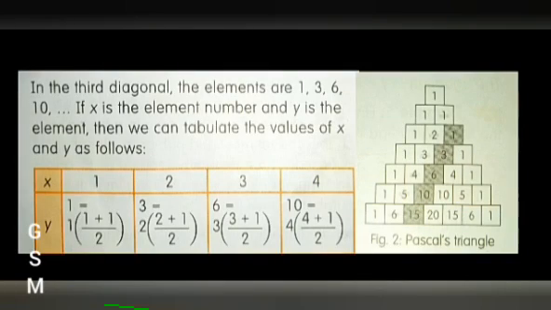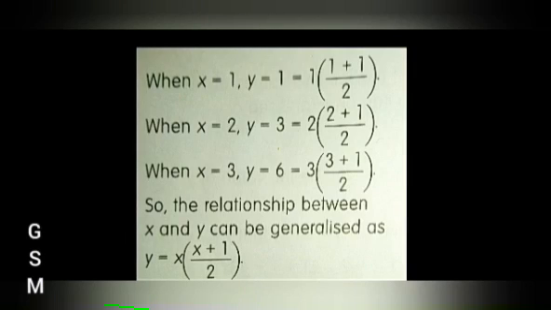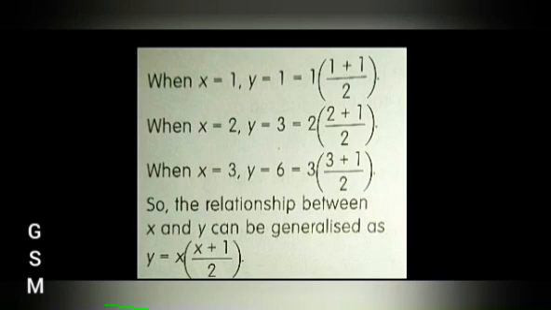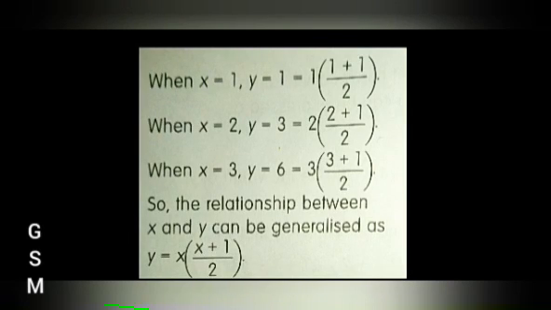In the third diagonal, the elements are 1, 3, 6, 10 and so on. If x is the element number and y is the element, then we can tabulate the values of x and y as follows. When x equal to 1, y equal to 1 equal to 1 into 1 plus 1 divided by 2. When x equal to 2, y equal to 3 equal to 2 into 2 plus 1 divided by 2.